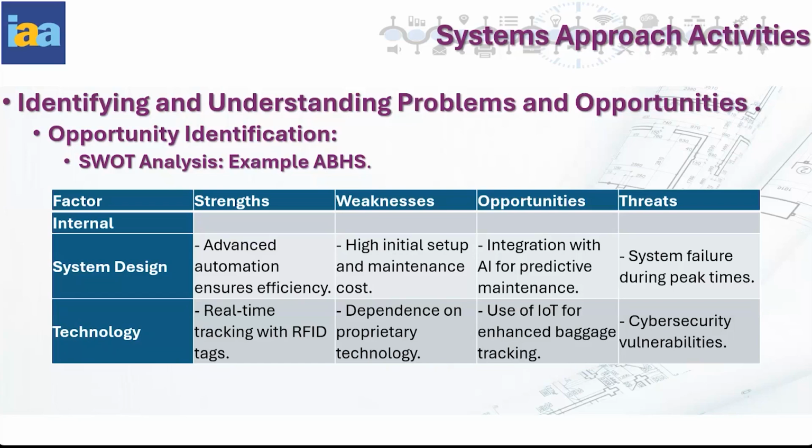What are the threats? System failure during peak time, that will be there. So how do we assess this? These are all internal to the system. It's a technology. This is also internal to the system. Real-time tracking with the RFID tags, that is one strength. What is a weakness? It is dependence on the proprietary technology. Means you have to take certain people, some type of technology. You may have to pay royalty, so many subscription fees, and all those things will be there. And also you are dependent on somebody. You are not independent. Then opportunity, you can introduce Internet of Things for enhanced baggage tracking.